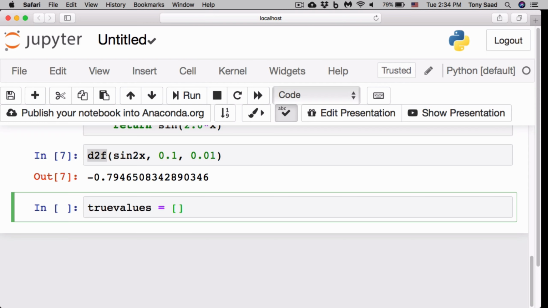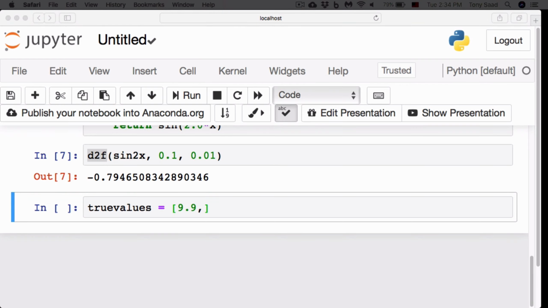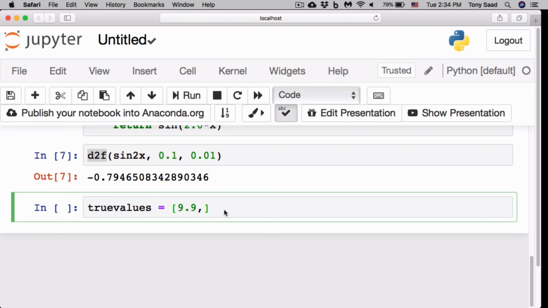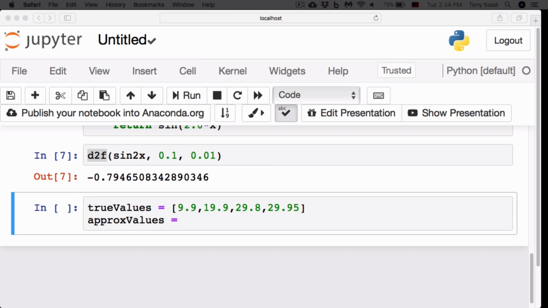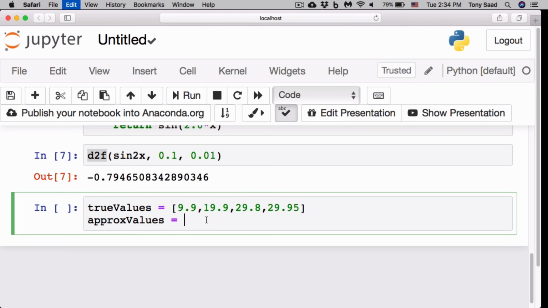Now, using lists in Python, what I want to do is say true values is equal to, what were they? Let's say 9.9. I'm just going to copy them from here. I have them over here. So those are the true values, and the approx values are equal to, okay.